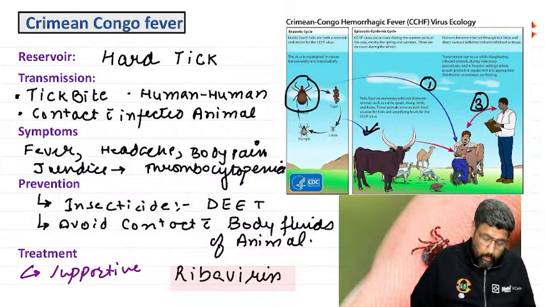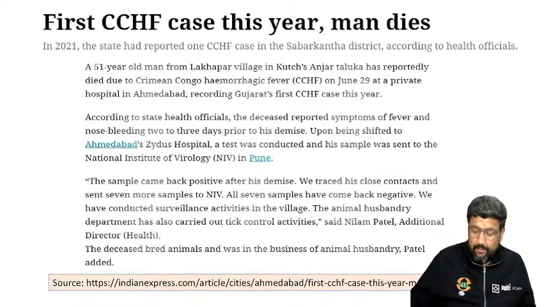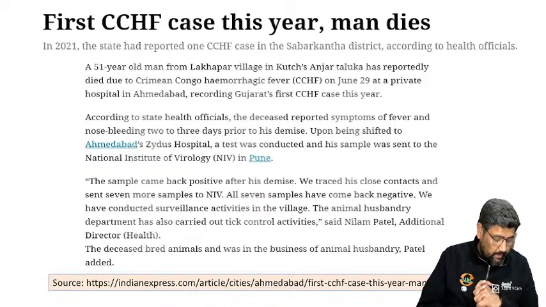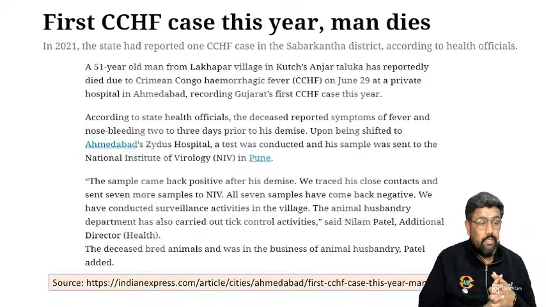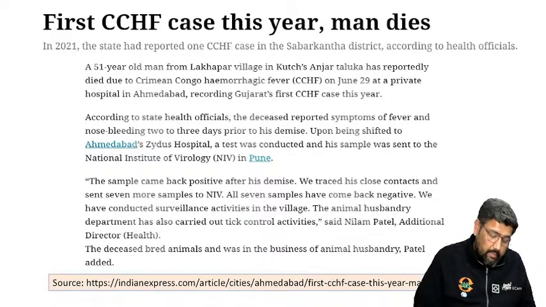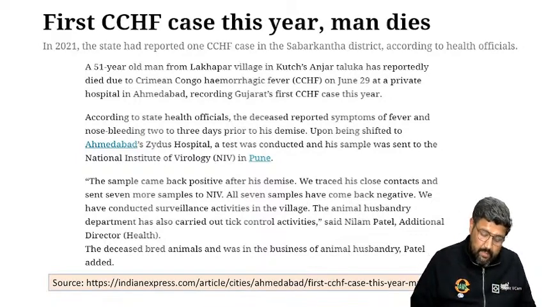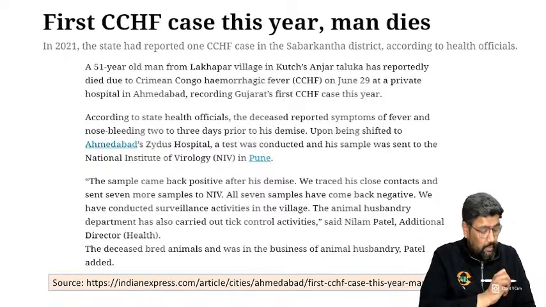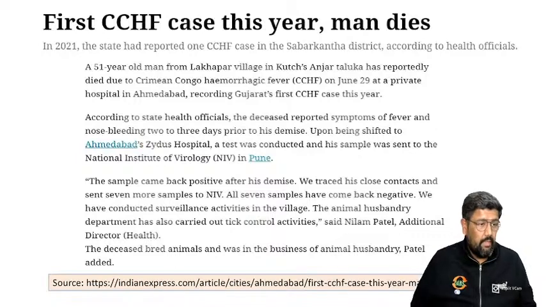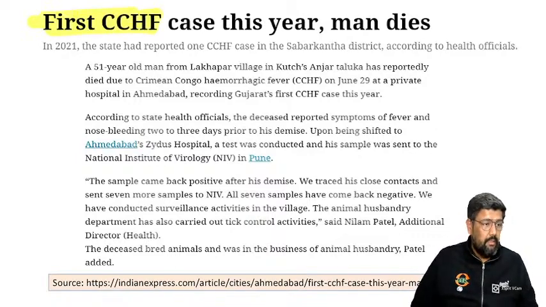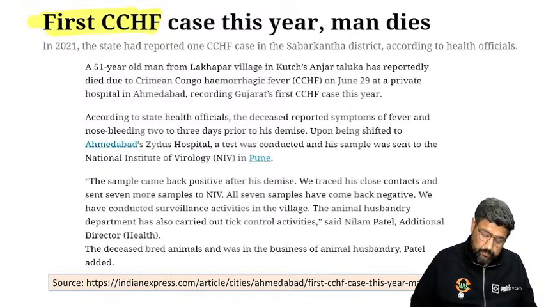Right? So the question was, which of the diseases is there in India? The question was like this: the disease which is present in India, endogenously spread in India. This was the previous year question, guys. CCHF is majority seen in the Gujarat area, right? Even in 2023, we got one case.